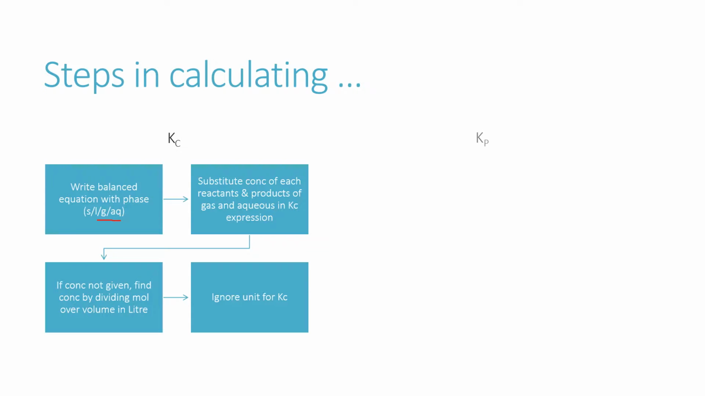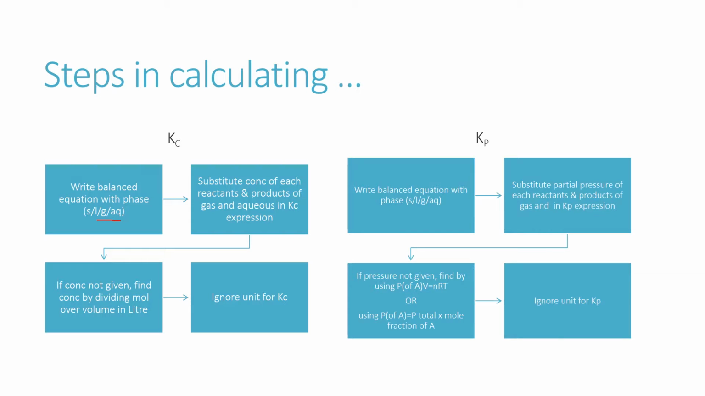Okay? Sama juga for KP. Step dia, write down the balance equation dengan phase dia. Kemudian, kalau KC, awak substitute concentration. Yang ini kita akan substitute the partial pressure masuk dalam KP expression awak. Kemudian, kalau contohnya lah waktu awak nak jawab soalan KP, pressure is not given. So, you need to find it by using the equation PV equals to nRT. Yang ni equation kita dah belajar dalam chapter 5.